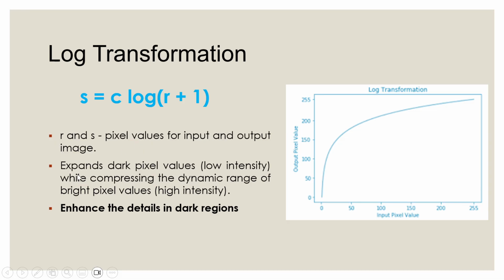Here this log transformation expands the dark pixel values, that is, low intensities, while compressing the dynamic range of the bright pixel values, high intensity values. It expands the dark values and compresses the bright values of the image. So it enhances the details in the dark region. This log transformation is basically useful for enhancing the details in the dark regions.